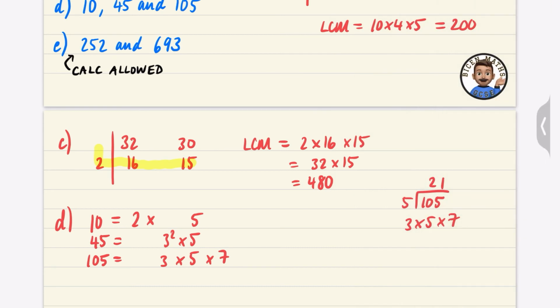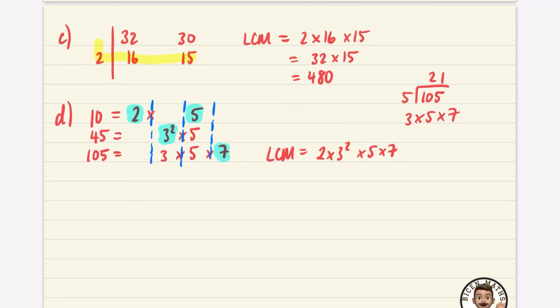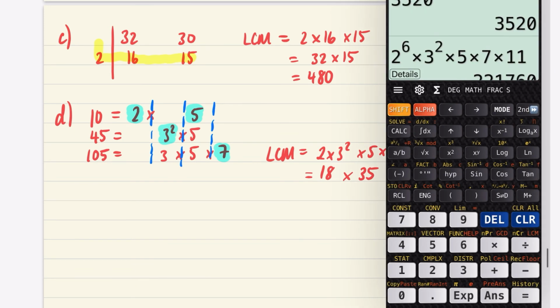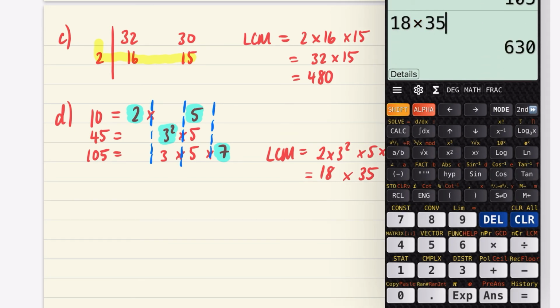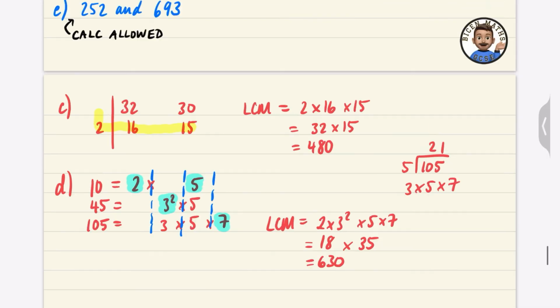So now I'm going to draw my lines down for each section, and I'm going to pick the highest power for the lowest common multiple, kind of the opposite of what you'd expect. The highest power for the beginning one is 2, then we've got a 3 squared, any of those 5s, and that's 7 that we've got there. So that's 2 times 3 squared times 5 times 7. Well, this is going to be 2 times 9, which is 18, and 5 times 7 is 35. So you can either calculate that manually or using a calculator. 18 times 35 is 630. So the lowest common multiple of those numbers is 630.